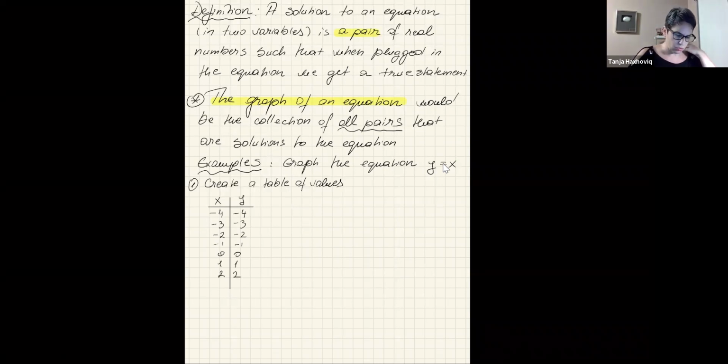Okay, so I will plot the points -4, -4; -3, -3; -2, -2; -1, -1; 0, 0; 1, 1; and 2, 2. I'll plot them all in the Cartesian plane, and then I connect them. Plot and connect. So let's do this.